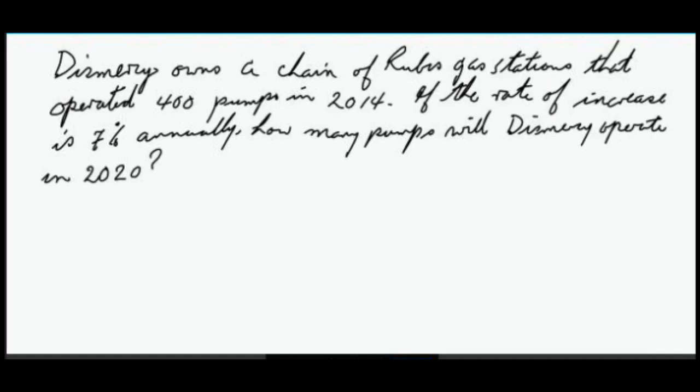Alright, so you're going to work this out. Mercy owns a chain of gas stations that operated 400 pumps in 2014. If the rate of increase is 7% annually, how many pumps will Mercy operate in 2020?